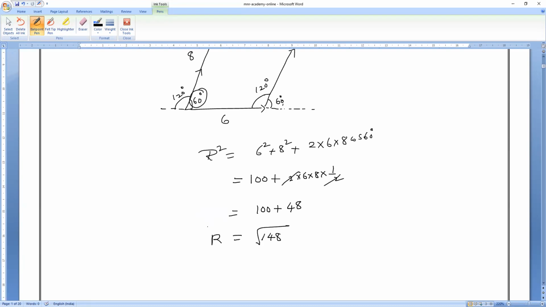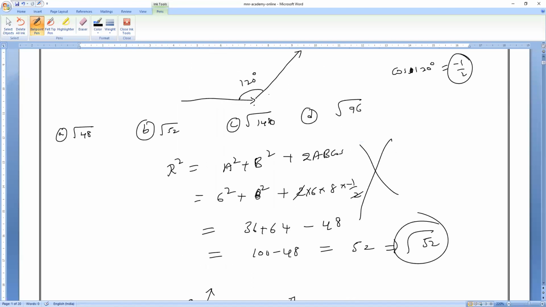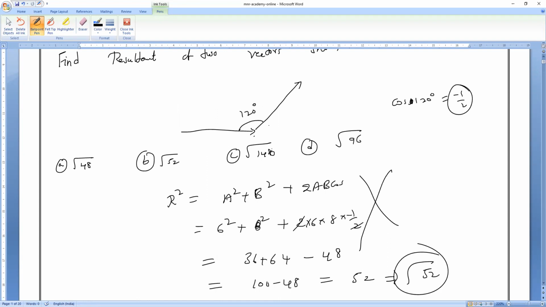Root of 148. So that is our resultant vector direction. So what is the correct answer? Option C.